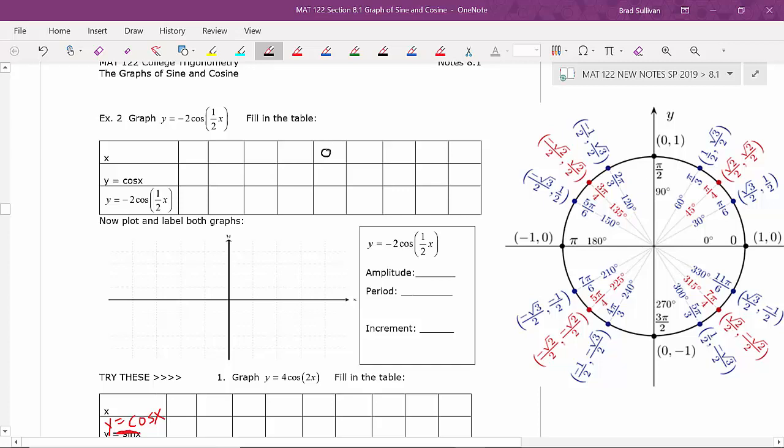We're going to go 0, pi over 2, pi, 3 pi over 2, 2 pi. Then do your negatives like we've been doing. Okay, so we got that. And then we're going to go ahead and just graph that.